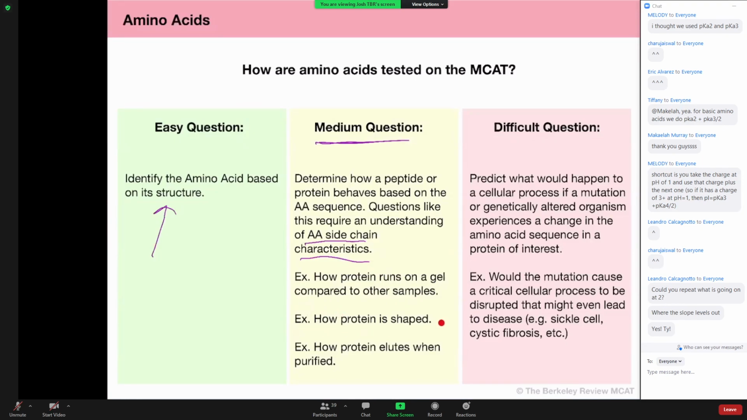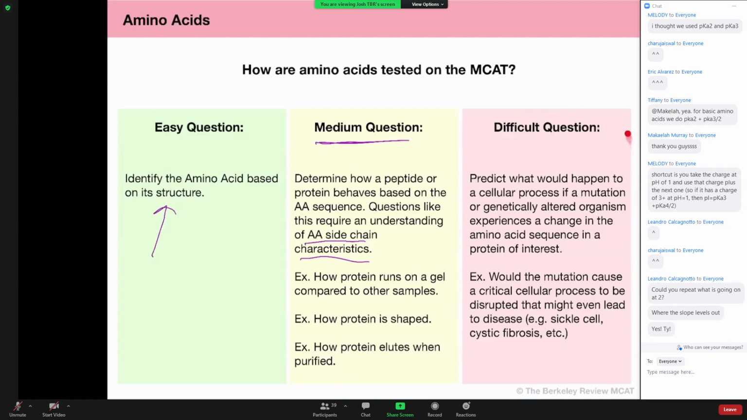How a protein is shaped, based on its amino acid sequence, or even how a protein will elute when it's purified, right? And we'll go over this in the biochemistry lab techniques lecture and before that, and just as you go, you're going to do questions and you're going to start to figure all this stuff out. Okay, now let's look at this.